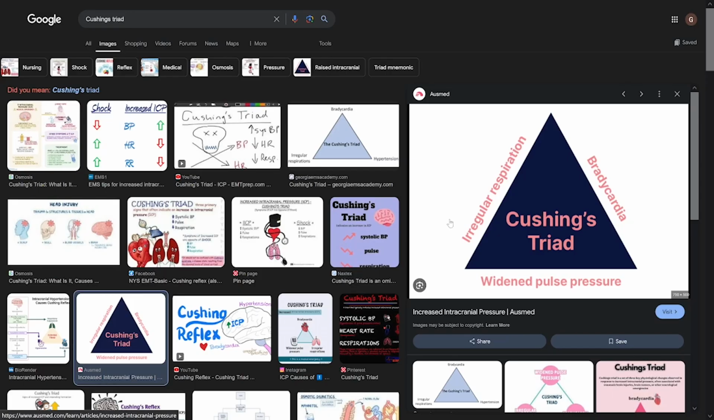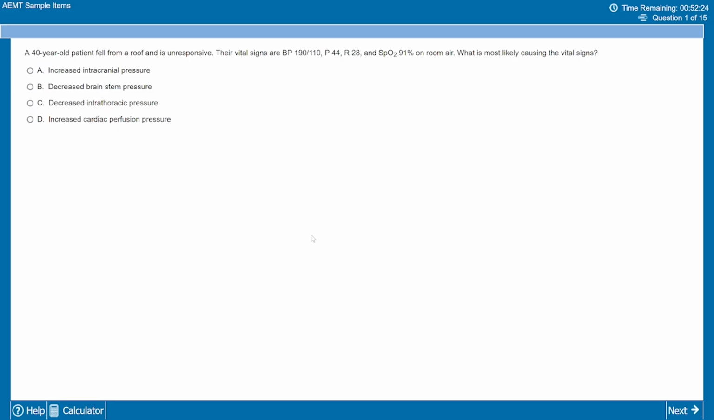So this patient is presenting with Cushing's triad, where they have irregular respirations, bradycardia, and a widened pulse pressure or an increased blood pressure. Cushing's triad is going to lead towards increased intracranial pressure. So I believe that the correct answer is A, increased intracranial pressure. So we're going to go ahead and move on to the next question.